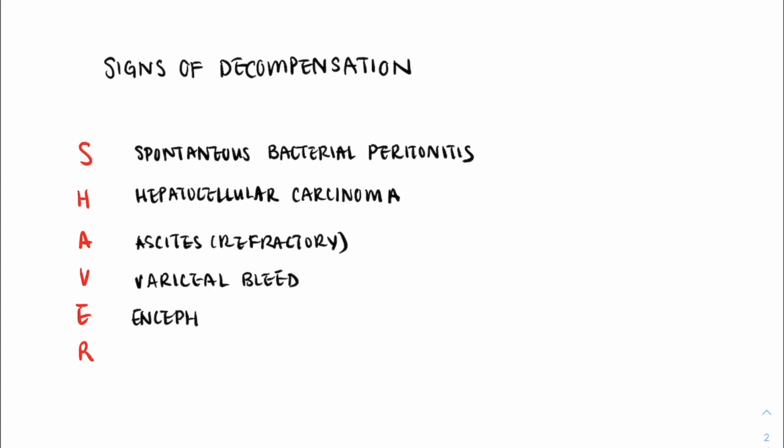E stands for hepatic encephalopathy, or the inability to clear toxins. And R stands for renal injury, or hepatorenal syndrome, a common complication of late-stage cirrhosis.